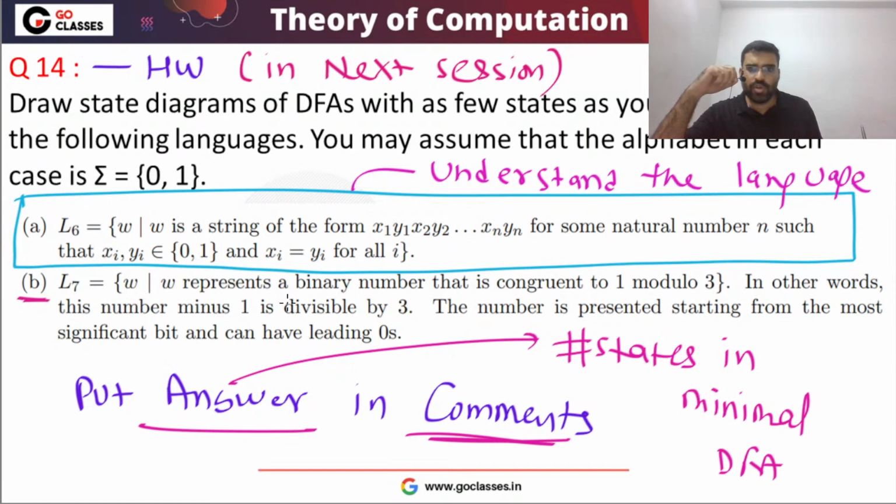W represents a binary number that is congruent to 1 modulo 3. What does it mean? Congruent to 1 modulo 3 means that when you divide the number by 3, the remainder must be 1. The number is presented starting from the most significant bit and can have leading zeros.